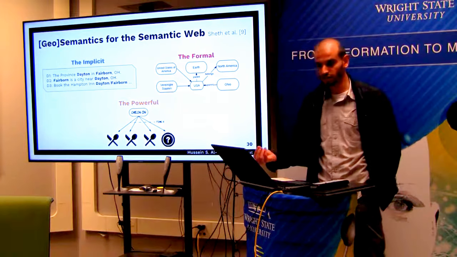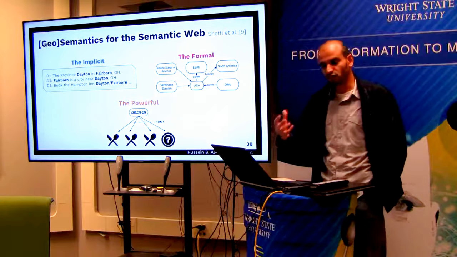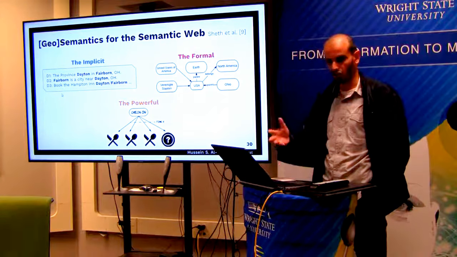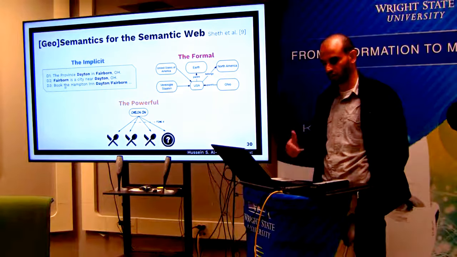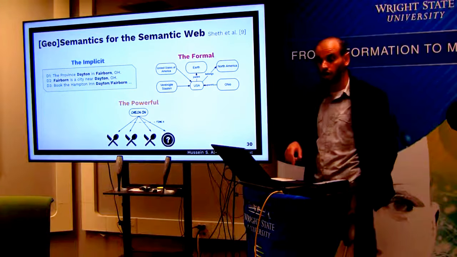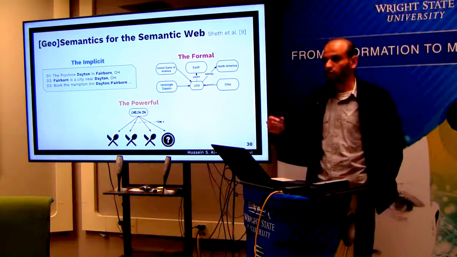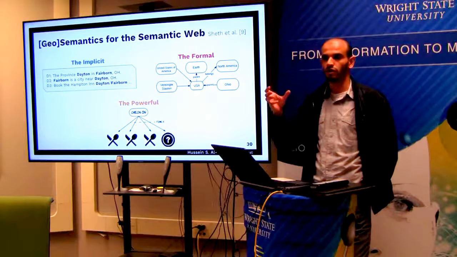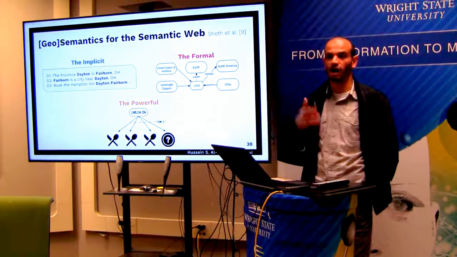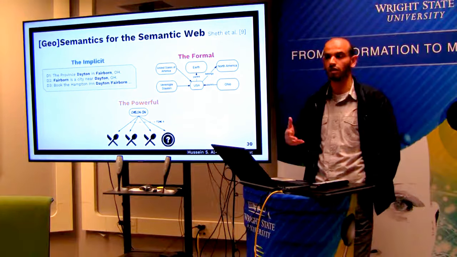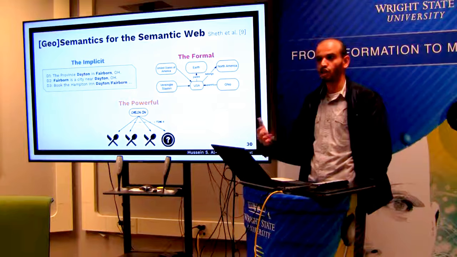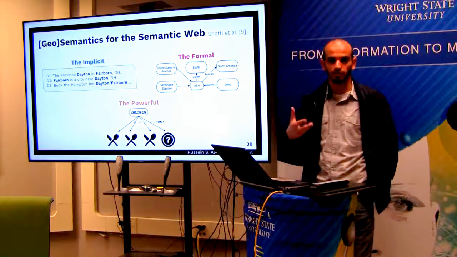If we are talking about the implicit semantics, then, for example, see this, these are actual texts that I copied from Google. The first one says the province Dayton and Fairborn, Ohio. Fairborn is a city near Dayton, and then book the Hampton in Dayton / Fairborn. If I just do a bag of words model or a sliding window of words, then I can tie Dayton with Fairborn. I can say that Dayton and Fairborn have an actual relationship based on their mentions together inside the text, and that's the implicit semantics that paper is talking about. You cannot see them unless you actually aggregate them.